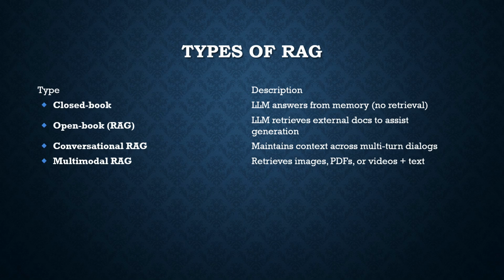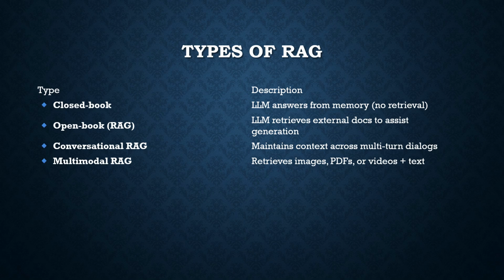These are the main types of RAG. Closed book is where the answer comes from the LLM, which answers from memory, so here you are not using any retrieval. The second type is open book RAG, where the LLM retrieves external documents to assist generation. So these are some options given to you at the time of building RAG.